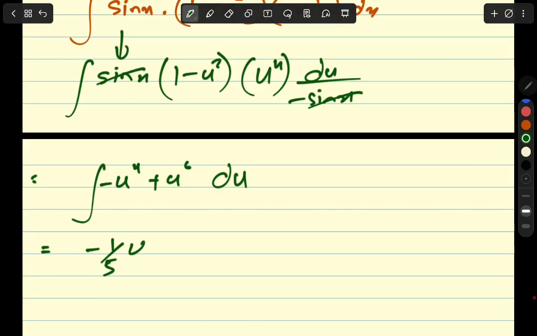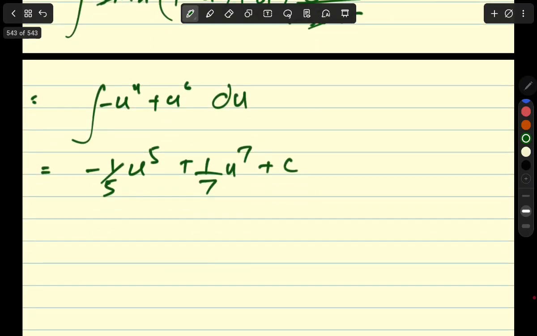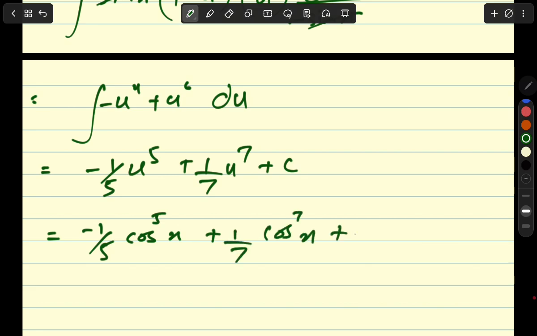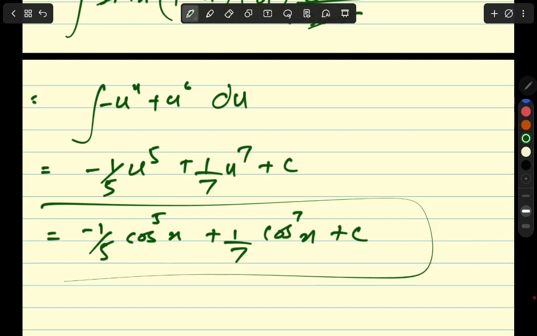So this becomes minus 1 over 5 u^5 plus 1 over 7 u^7, plus a constant of integration. U was cosine of x, so I'm going to write minus 1/5 cos^5 x plus 1/7 cos^7 x plus a constant of integration, and that's it. It is as simple as that.